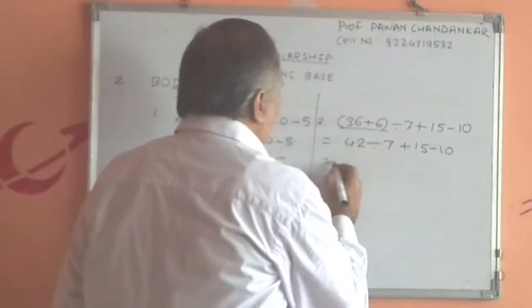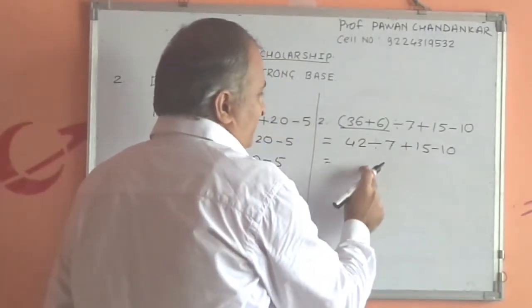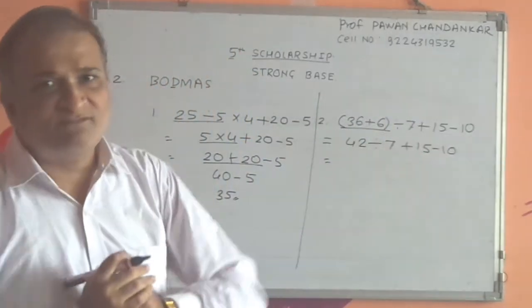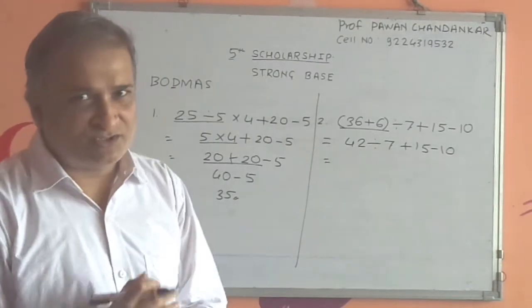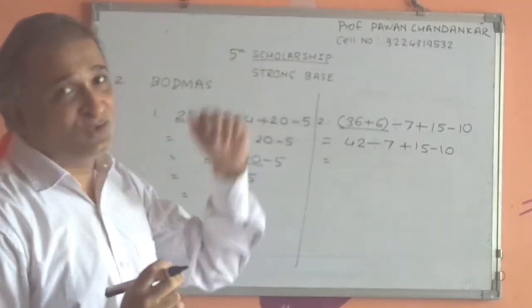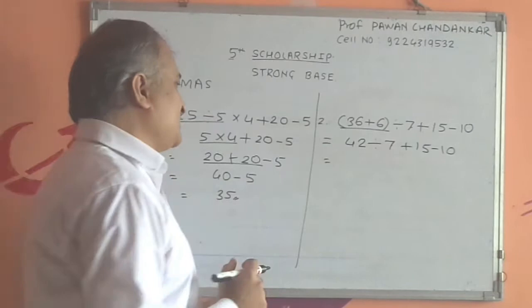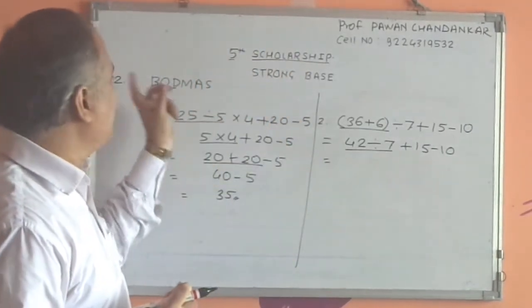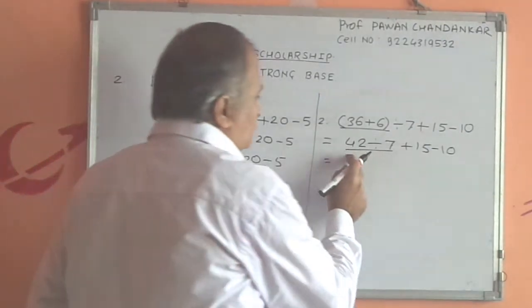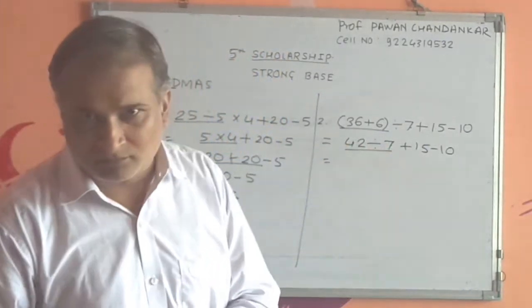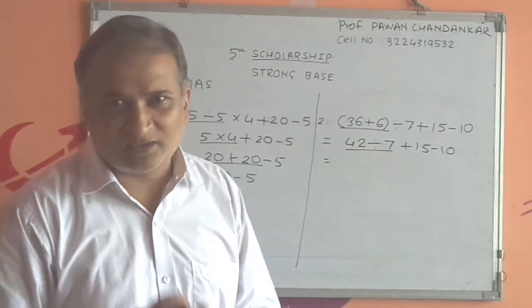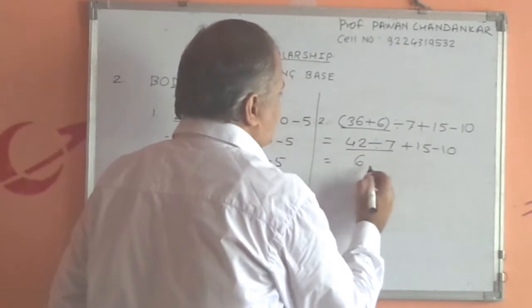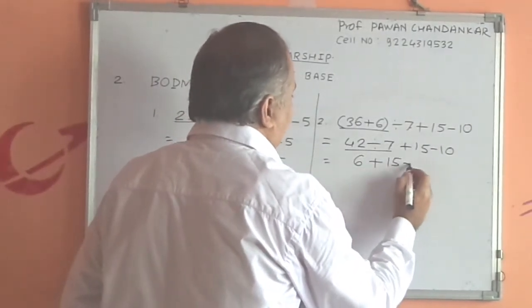Now, according to the order, division, addition and subtraction, these three operations are left in the equation. So what you will do now? Follow the order of BODMAS. Yes, as per the order of BODMAS, we have to solve division. So 42 divided by 7. Yes, what is the answer? You know the table of 7. 7 6s are 42. So 6 plus 15 minus 10.